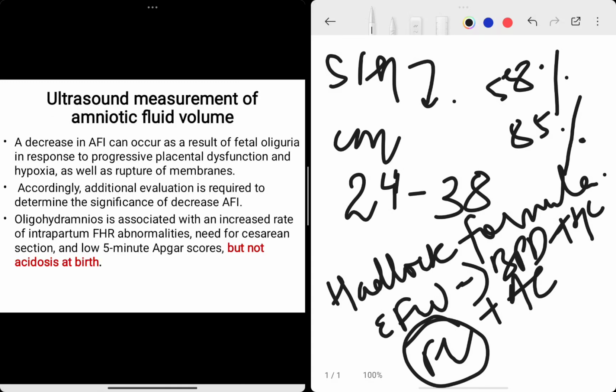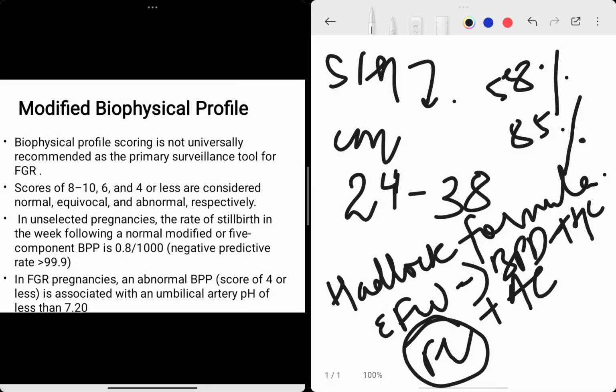Now AFI can be checked because in case of a growth restricted fetus, the kidneys are also growth restricted and hence there is fetal oliguria. This can lead to progressive placental dysfunction and hypoxia, as well as there can be rupture of membranes also. So oligohydramnios is associated with an increased rate of intrapartum fetal heart abnormalities, need for cesarean section, and a low 5-minute Apgar score, but not acidosis at birth.